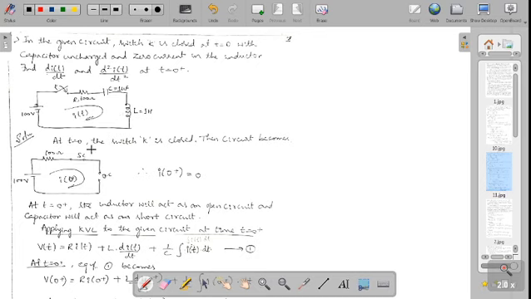It behaves as a short circuit. What happens to the inductor? It behaves as an open circuit. What is the current at time 0 plus? Since it's an open circuit, current equals 0.